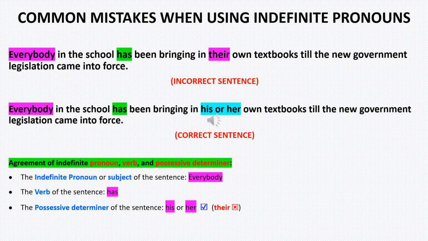The indefinite pronoun or subject of the sentence, everybody. The verb of the sentence, has. The possessive determiner of the sentence, his or her. As you can see, the indefinite pronoun or subject of the sentence, which is, everybody, is singular. The verb, which is, has, is singular, and the possessive determiner, which is either his or her, is singular.